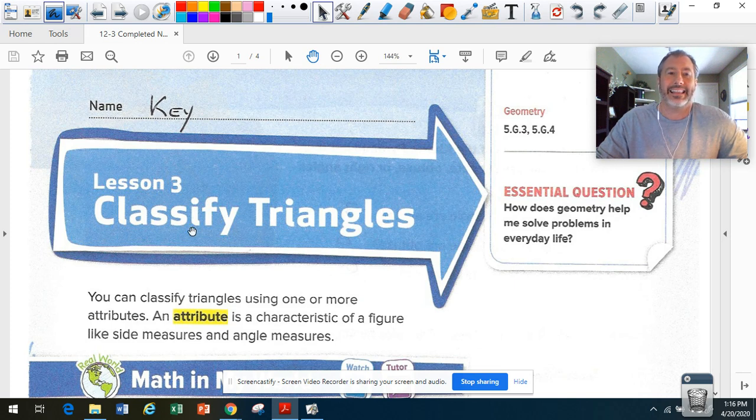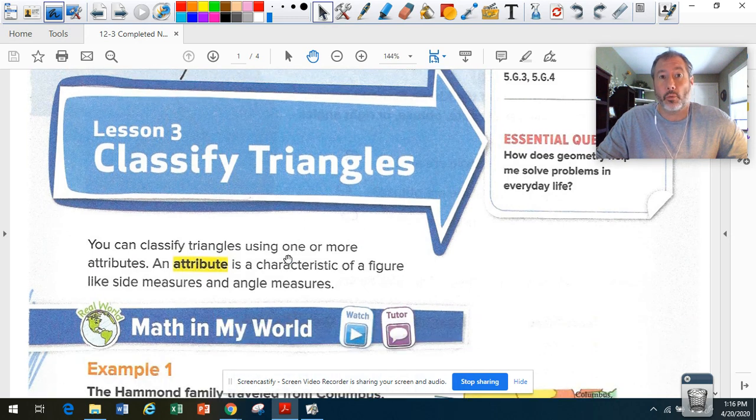We're going to classify triangles here. There are certain ways that we classify our triangles, either according to our side lengths or our angle measurements. These things that we're classifying by are known as attributes. It says you can classify triangles using one or more attributes. An attribute is a characteristic of a figure, like side measures and angle measures. So that's how we're going to be looking at things today.